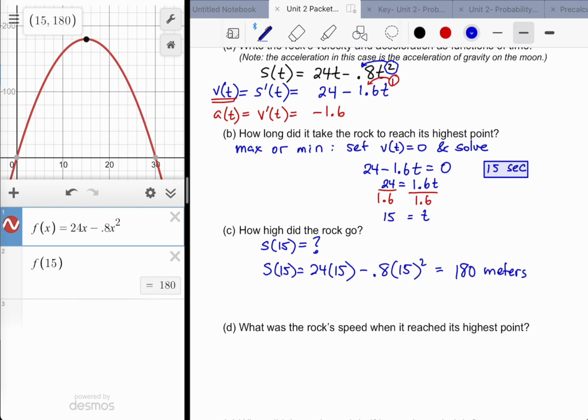What was the rock's speed when it reached its highest point? Well, that was kind of how we developed the process to answer part B. All right. Its velocity was equal to 0. That's how we determined the moment in which it would be at its highest point. All right, so speed would be 0 meters per second.